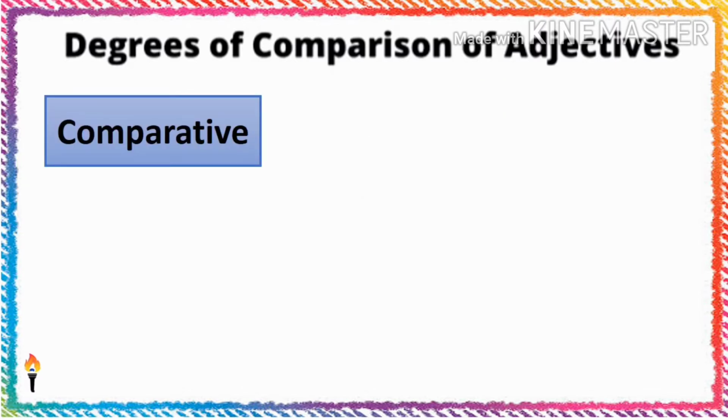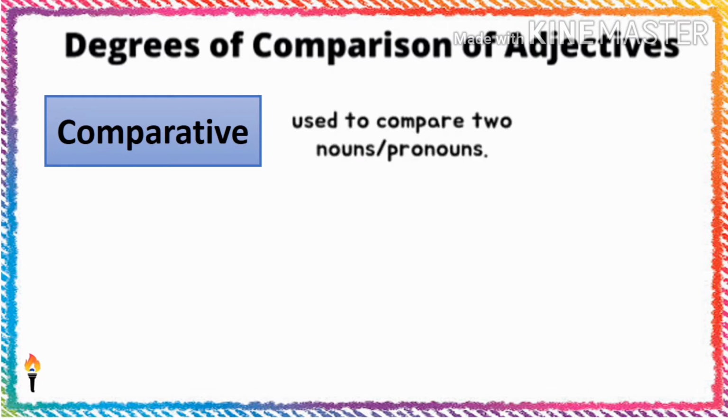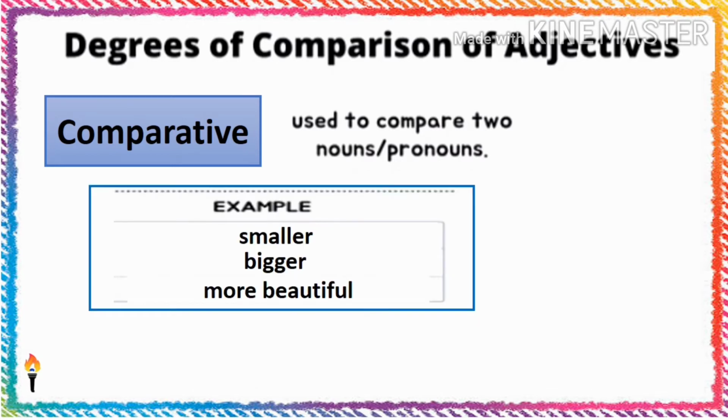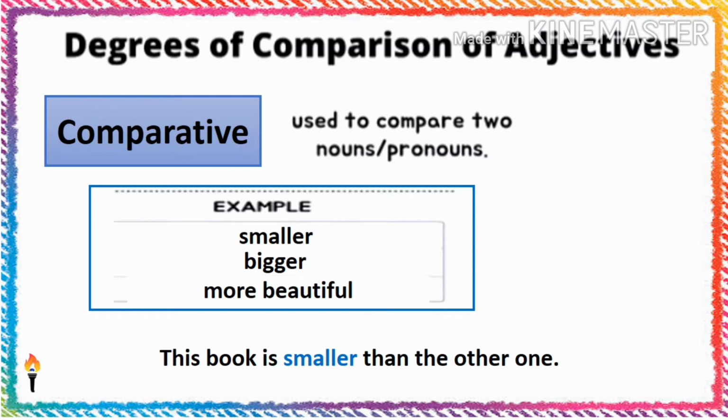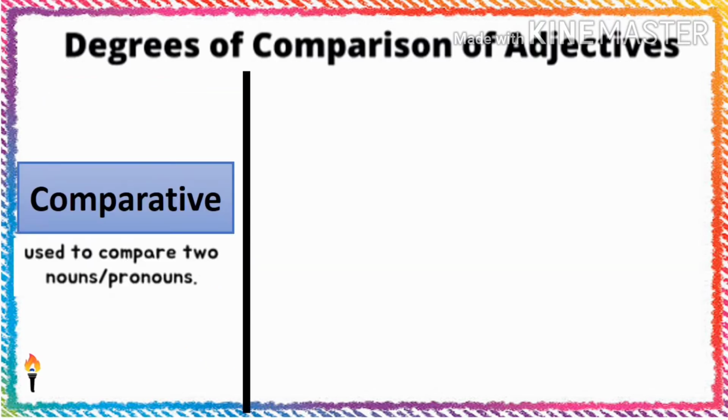Now let's talk about the comparative degree. Comparative is used to compare two nouns or pronouns. We have example: smaller, bigger, more beautiful. This book is smaller than the other one. What are the two nouns being compared? The book and the other book. What is the word used to compare them? We have the word smaller. Smaller is an adjective in the comparative degree because it is used to compare two nouns.